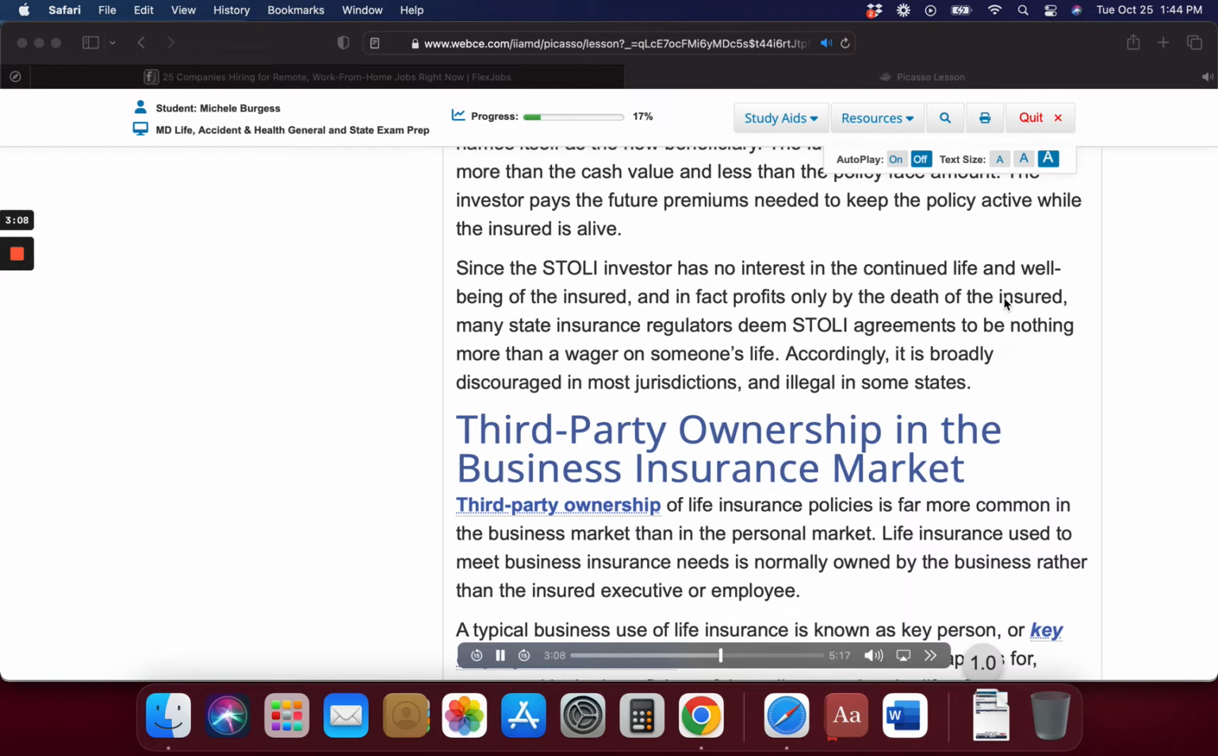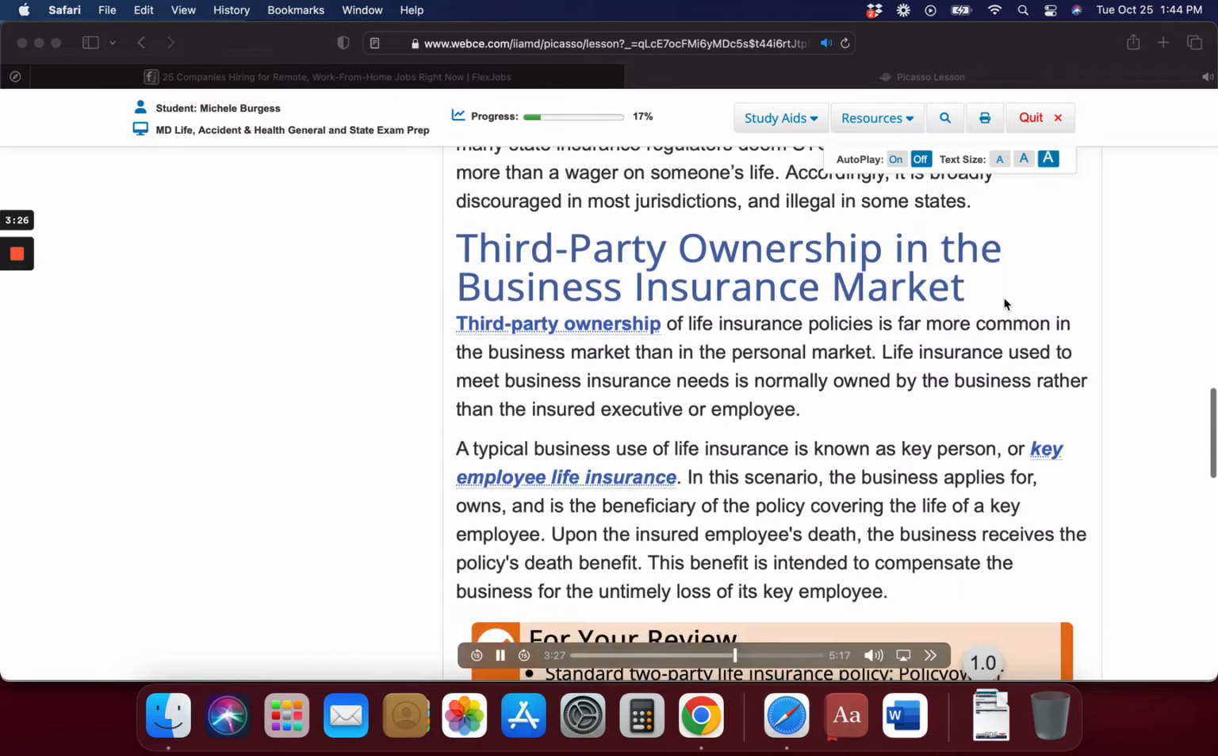Since the STOLI investor has no interest in the continued life and well-being of the insured, and in fact profits only by the death of the insured, many state insurance regulators deem STOLI agreements to be nothing more than a wager on someone's life. Accordingly, it is broadly discouraged in most jurisdictions, and illegal in some states.